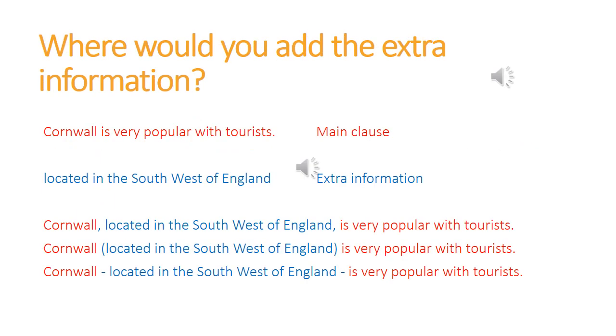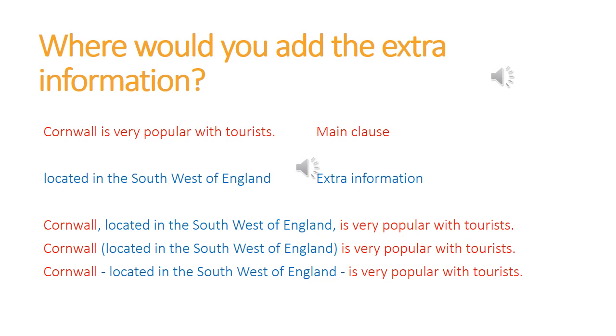It is very important when we're using parenthesis that we put the extra information in the right place in the sentence. This should come after the subject that you are adding extra information about. For example, if you look on my screen now, my main clause is Cornwall is very popular with tourists. That makes sense on its own, but I want to add some extra information about Cornwall.